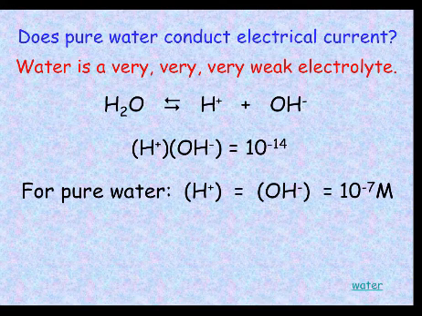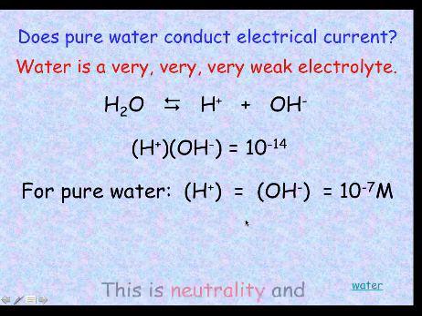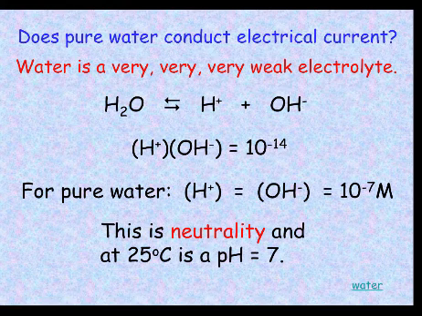So for pure water, the hydrogen and the hydroxide equal each other because for every one water molecule, I get one hydrogen and I get one hydroxide. That gives us a concentration of 10 to the minus 7th. Now these numbers are pretty small, so we come up with a pH scale. And the pH of pure water would be 7, and we say that it's neutral.